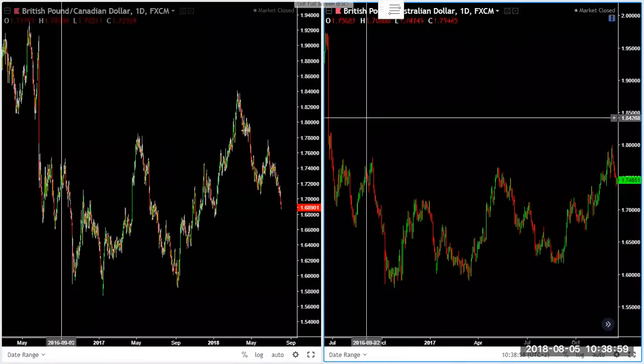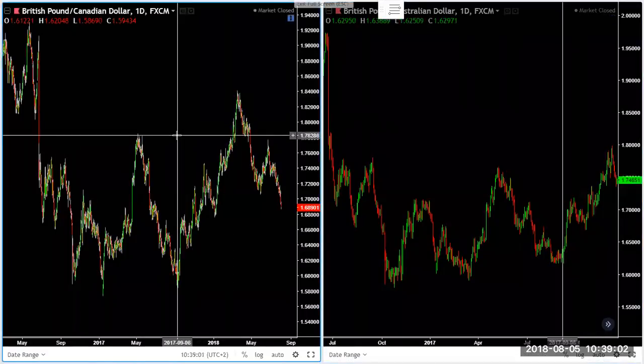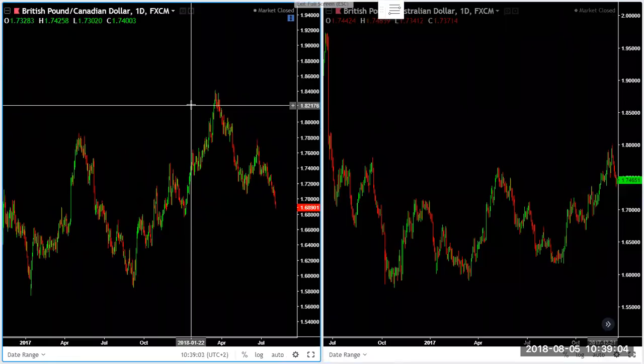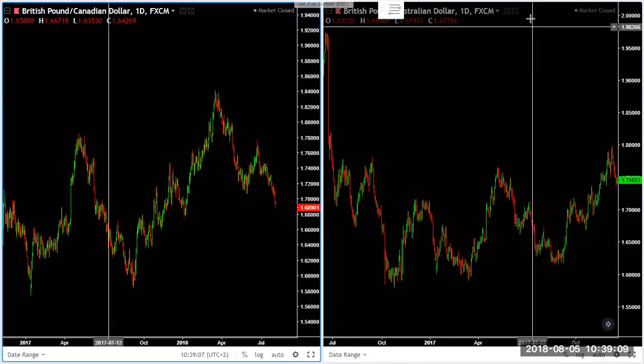If you do not understand market correlation, if you don't understand correlation strength and correlation coefficient, you will not be able to make money using the Elliott Wave strategy.